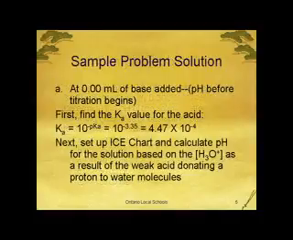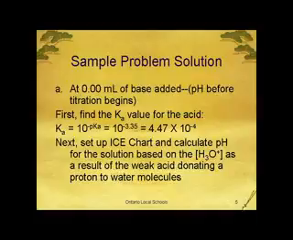Because of the magnitude of this problem, we'll be solving parts A and B, meaning the pH where none of the base has been added, and then where 25 milliliters of the base has been added, in this particular podcast. We'll take on C, D, and E in subsequent podcasts, but for right now we're just going to look at A and B.